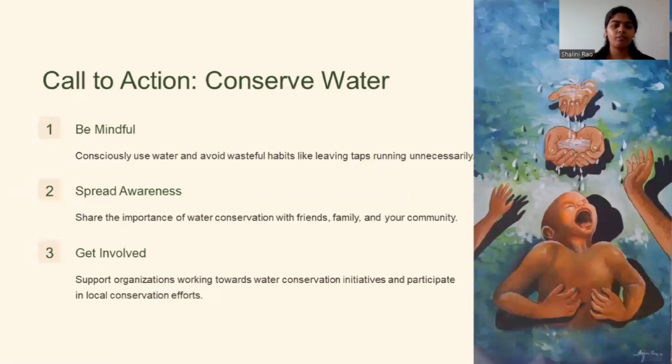Next, we have the call to action. Conserve water: be mindful, consciously use water, and avoid wasteful habits like leaving taps running unnecessarily. Spread awareness: share the importance of water conservation with friends, family, and your community. Get involved: support organizations working towards water conservation initiatives, and participate in local conservation efforts.